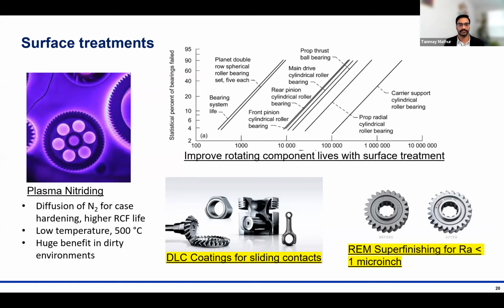This chart here shows how the component lives can be improved by surface treatment, having a better surface finish, or nitriding your surface to make the outer case harder and have higher residual compressive strengths.